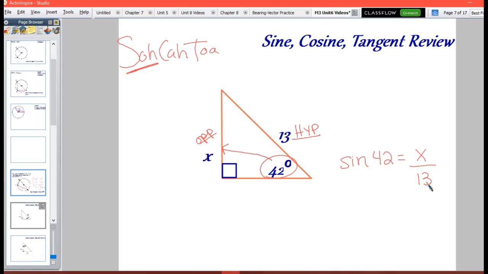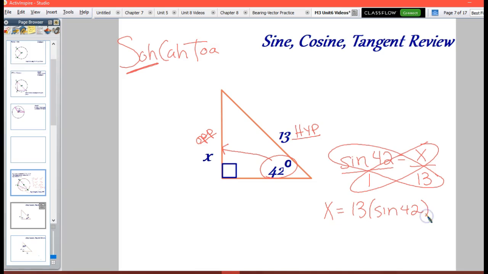Now, in order to solve these, I like to create a cross fraction, like a cross multiplying setup. So I put sine of 42 over 1. We would take x times 1, and 13 times sine of 42. So 1 times x is x, and 13 times sine of 42. It's important that you're in degree mode, so make sure your calculator is in degree mode. I'm going to take 13 times sine of 42, and that will give me x is approximately 8.699. Now let's try another one.